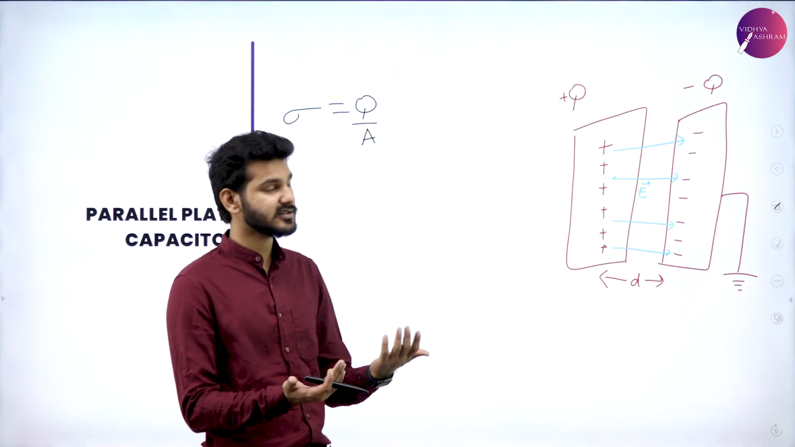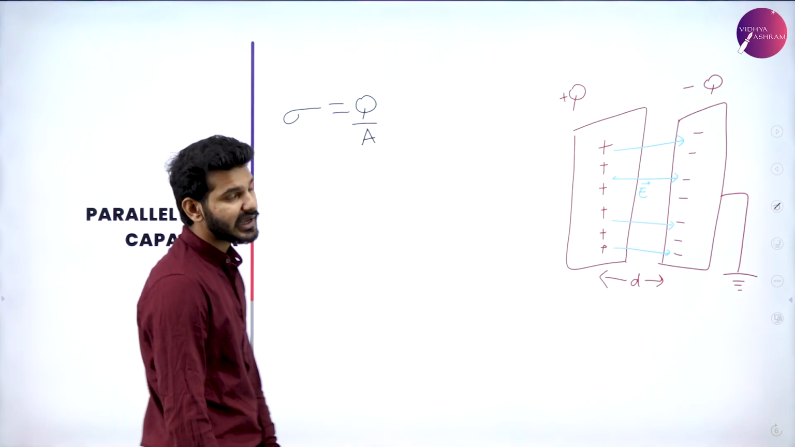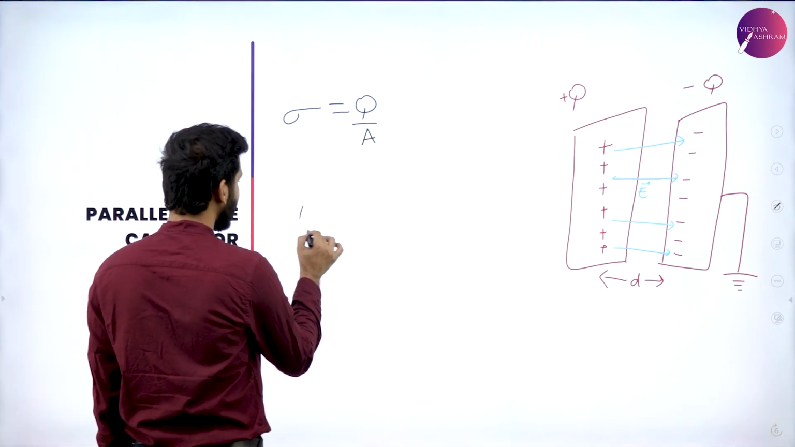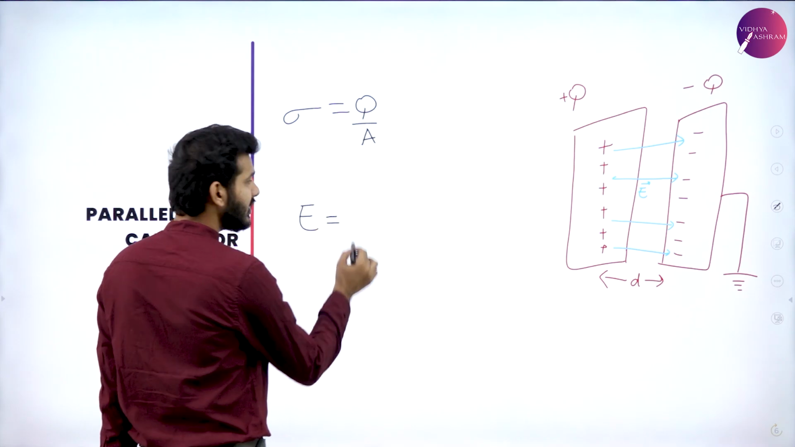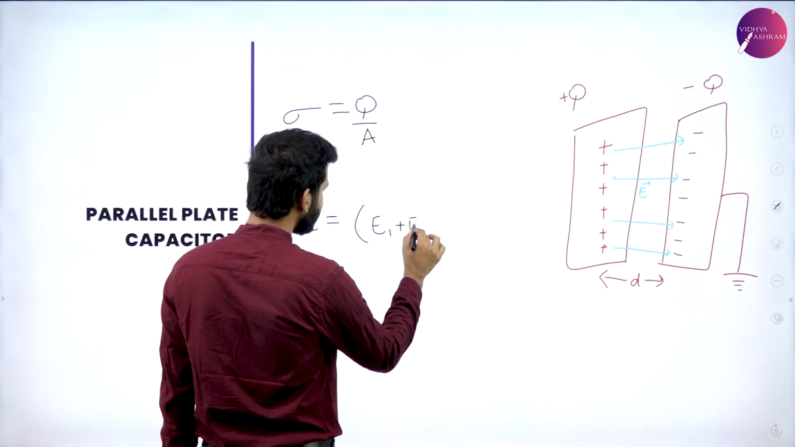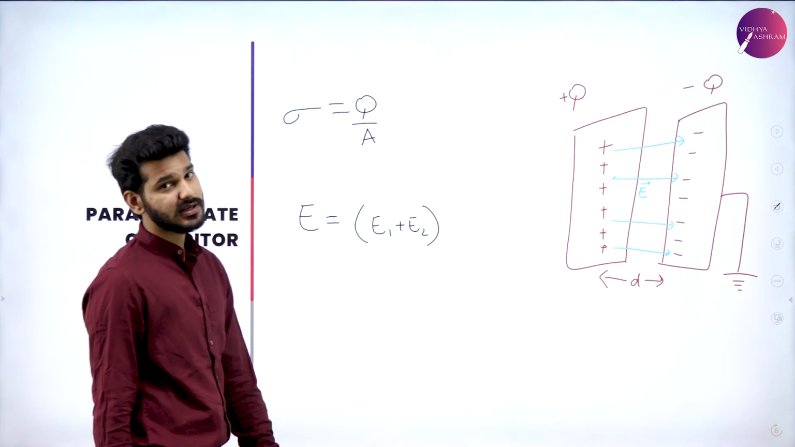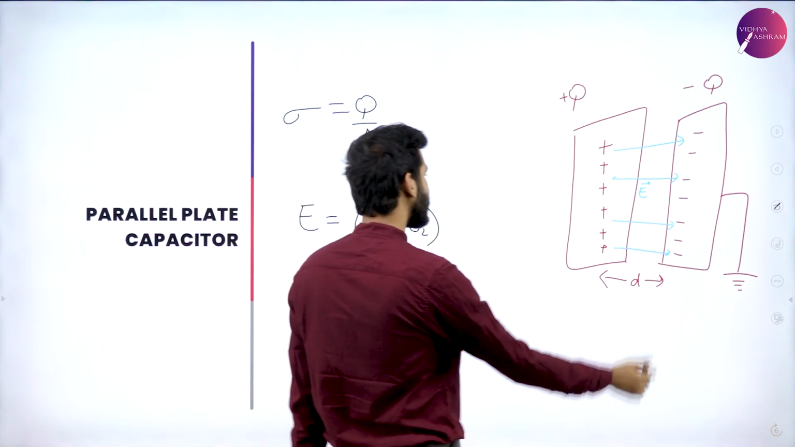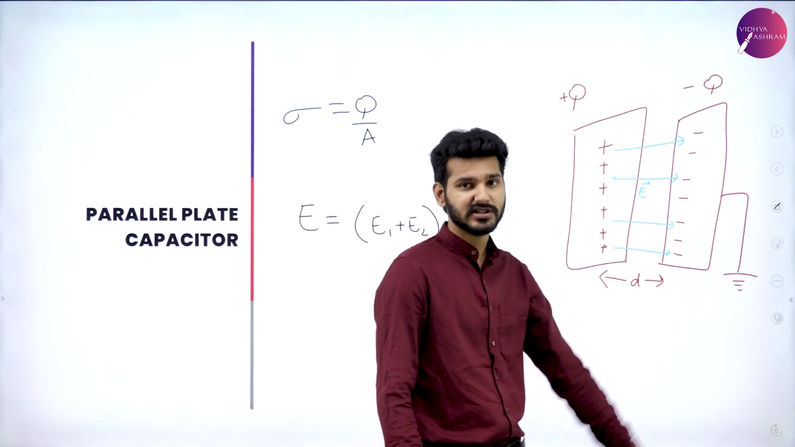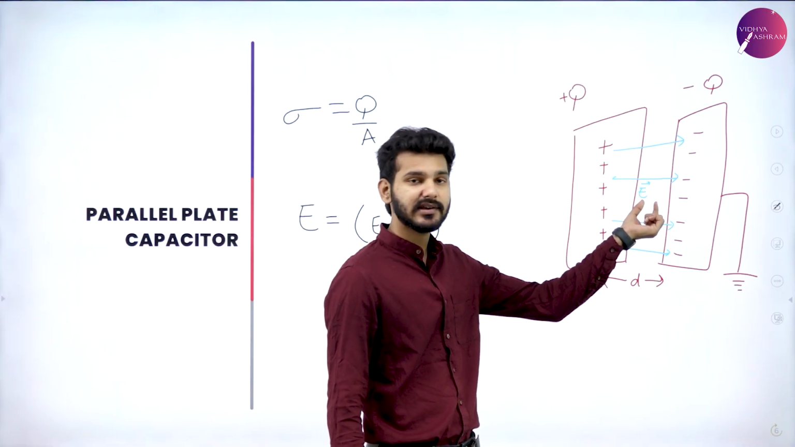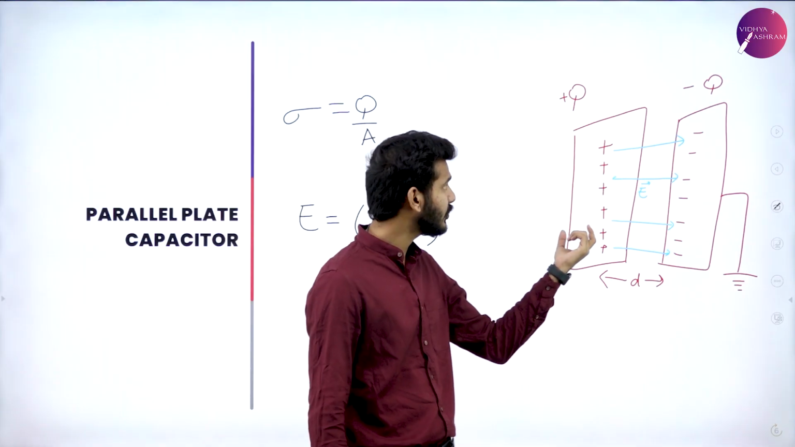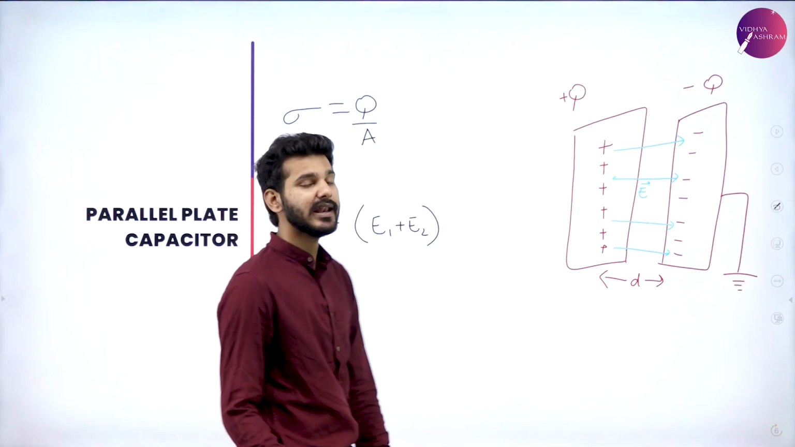It will become a capacitor, and here we are going to calculate what will be the electric field between those two parallel plates. So we can say that E will be equal to E1 plus E2. Why E1 plus E2? That is clearly because of this positive charge there is an electric field, and because of the negative charge there is an electric field, which means the net electric field at the center will be equal to the sum of the electric field due to positive Q and the electric field due to negative Q.